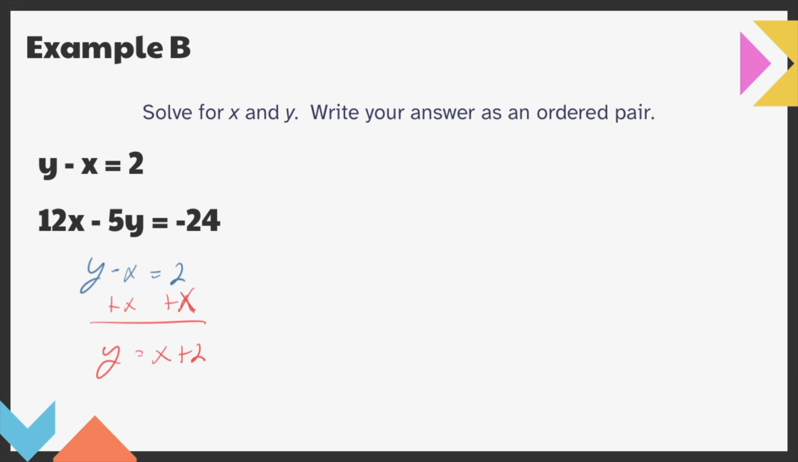So now that we have y equals x plus 2, it's time to do some substitution. So we're going to substitute the y into the second equation that we have there. So we've got 12x minus 5, and we're going to substitute x plus 2 for the y, because that's what we figured out y to be, equal to negative 24. So now that we've done that, it's time to solve our equation. So we're going to go ahead and distribute. So we've got negative 5 times x and negative 5 times positive 2. When we do that, we get 12x minus 5x minus 10, because a positive times a negative is a negative, and we get negative 24.